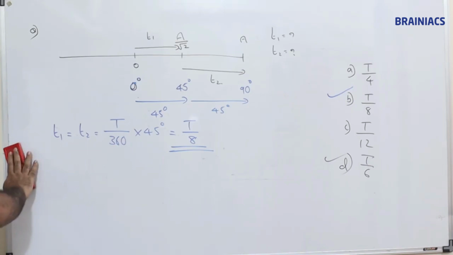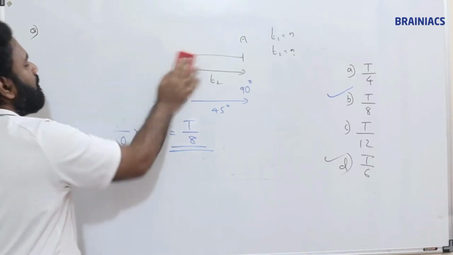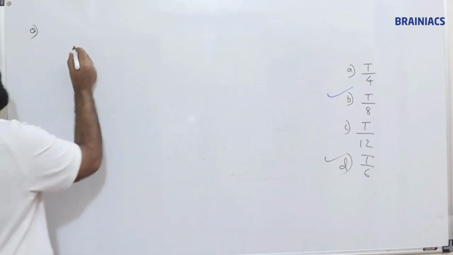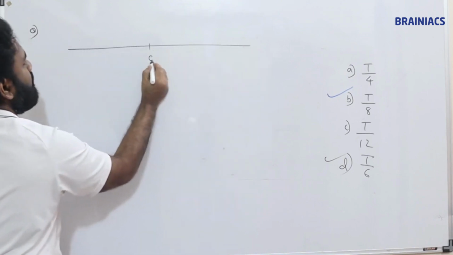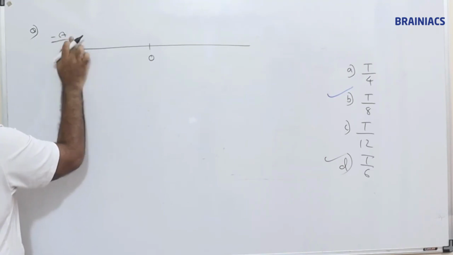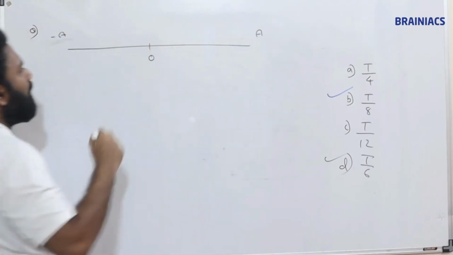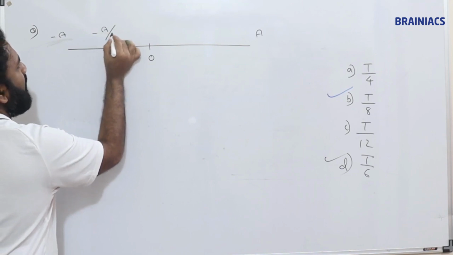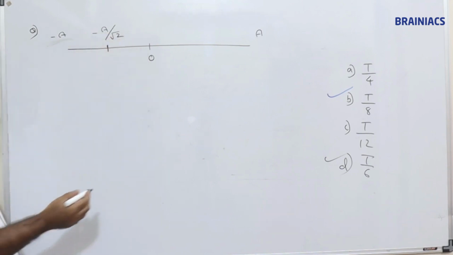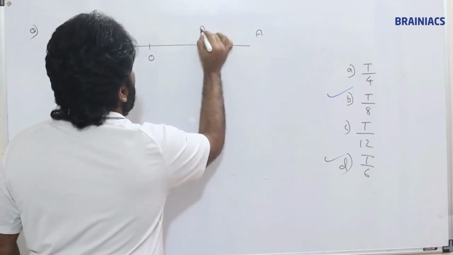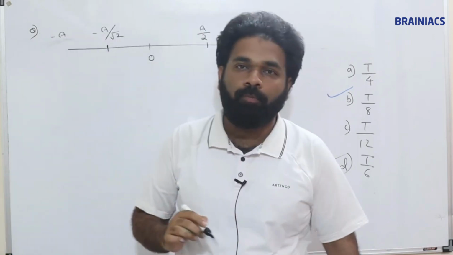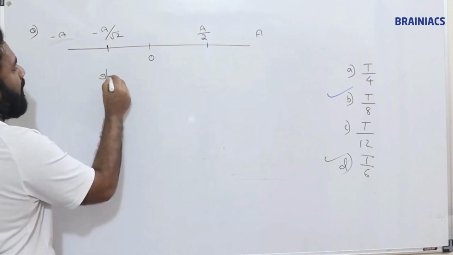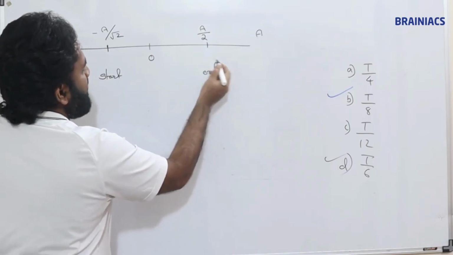Right, next we will go to the next question. Another SHM, mean position, minus A, this is plus A. The question is: how much is the time taken from minus A by root 2 to A by 2, starting from and ending at these points?